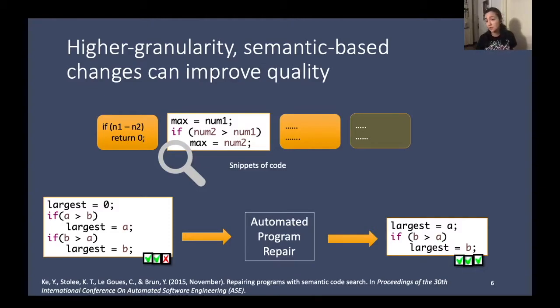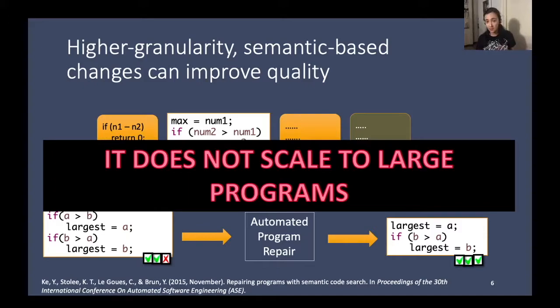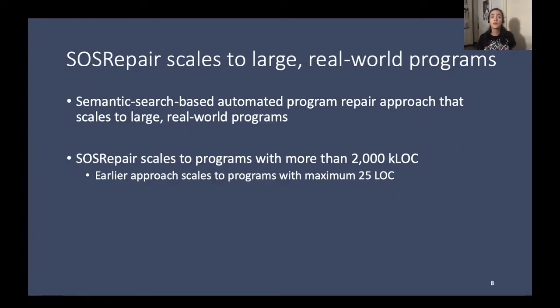This idea has been explored for small programs and showed a lot of promise for generating high quality patches. However, it has never been applied to real and large programs since it does not scale. So that's why we created SOSRepair. SOSRepair is the first semantic search-based automated program repair approach that actually scales to large real-world programs. To just give you an idea, SOSRepair scales to programs with more than 2 million lines of code, whereas the earlier approach only scaled to programs with a maximum of 25 lines of code.